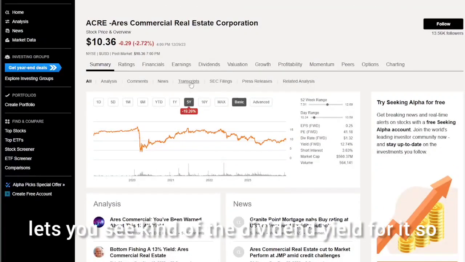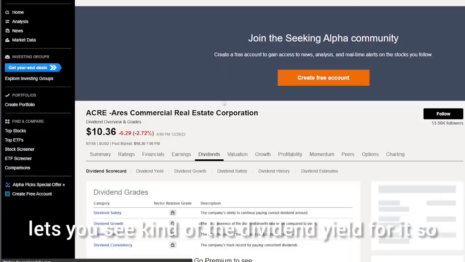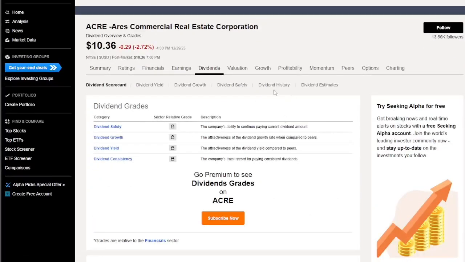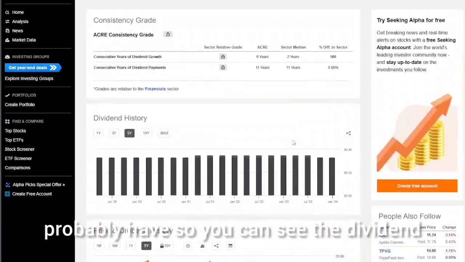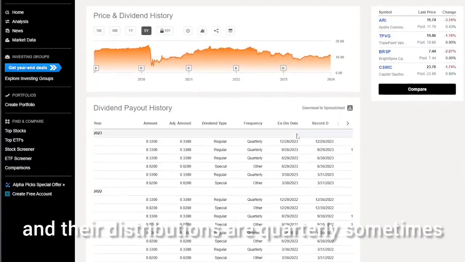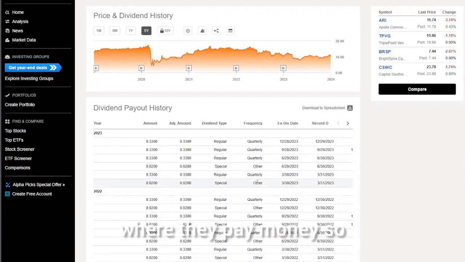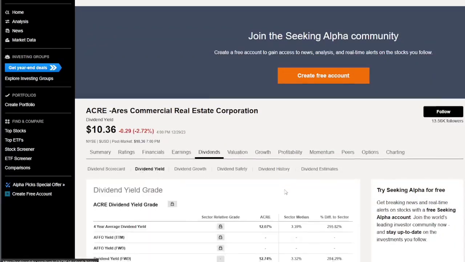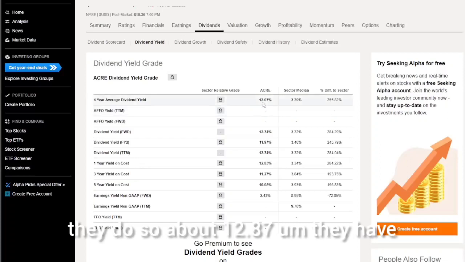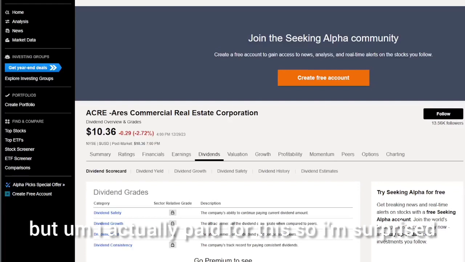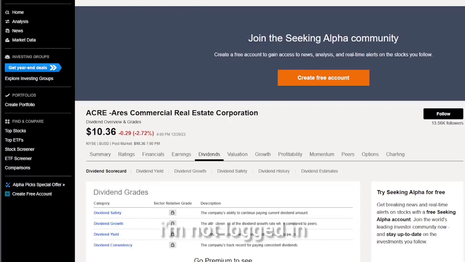It also lets you see the dividend yield for it. So if you click on dividends, you can go to, let's go premium dividend history they probably have. So you can see the dividend history over 5 years, and the distributions are quarterly. Sometimes they have special bonuses where they pay extra money, so that's a quarterly paying one. Let's see if they give the yield. They do. So about 12.87. They have to unlock it to see the rankings, but I actually pay for this, so I'm surprised I'm not logged in.